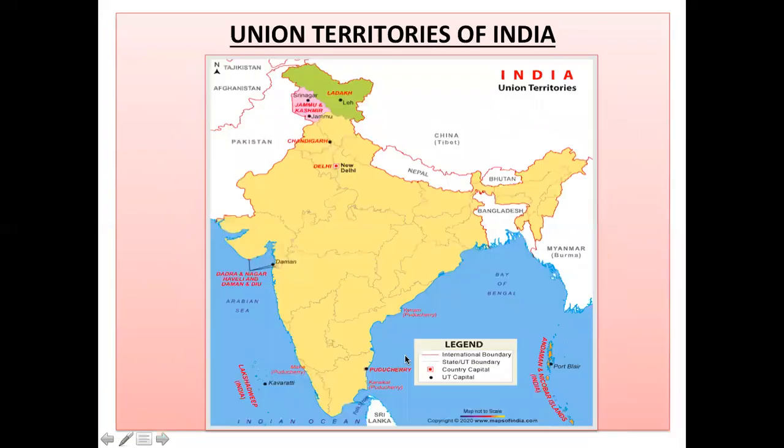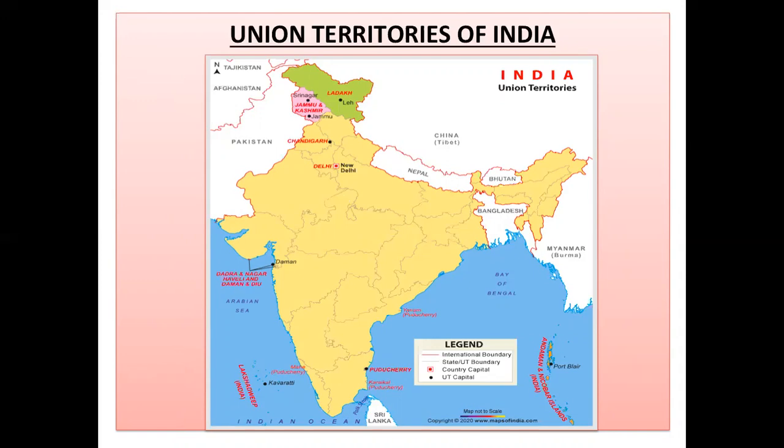So now the Union Territories of India. The Union Territories, how many are there? There are 8 Union Territories of India. So let's see the location of these Union Territories and what are they? Ladakh, Jammu and Kashmir, Chandigarh, Delhi, Dadra and Nagar Haveli, and Daman and Diu.